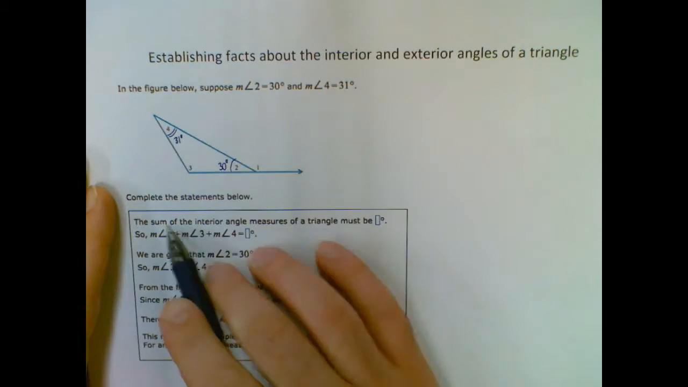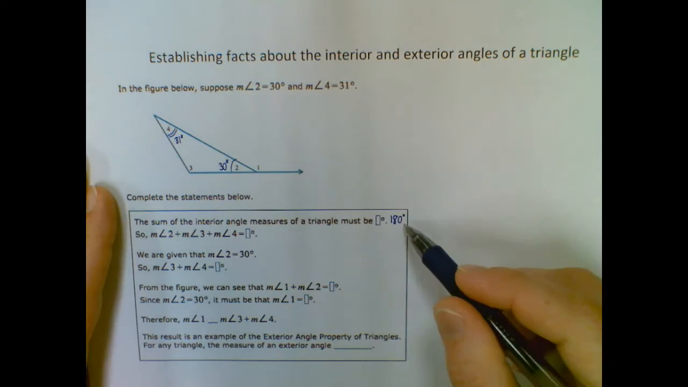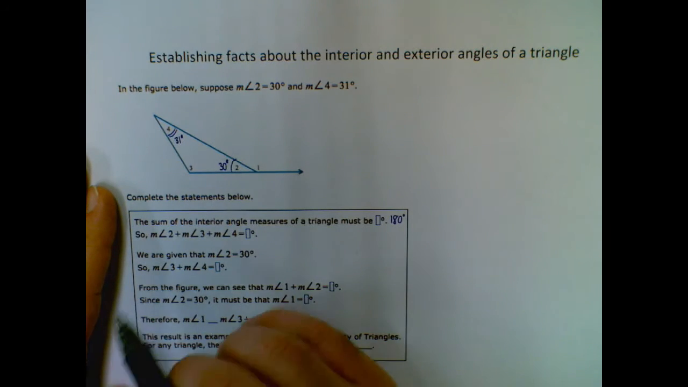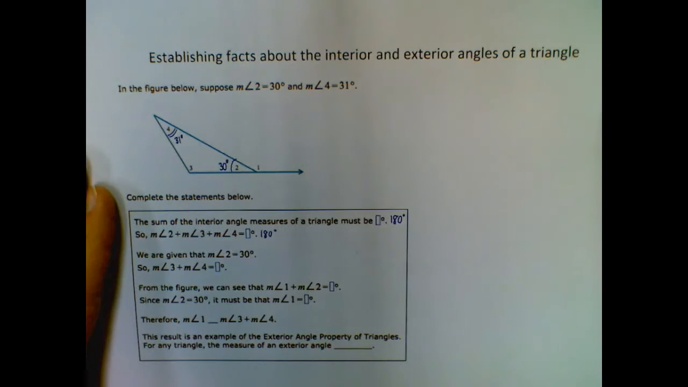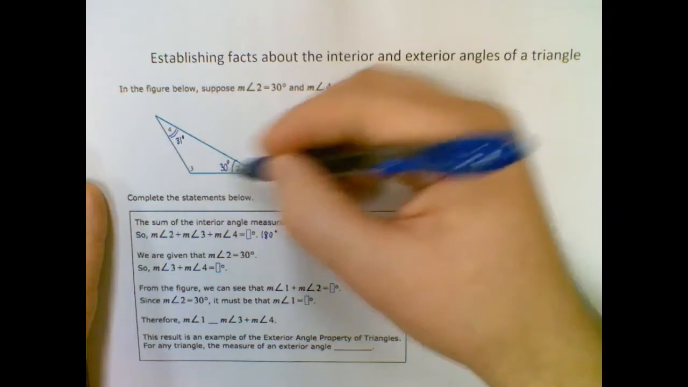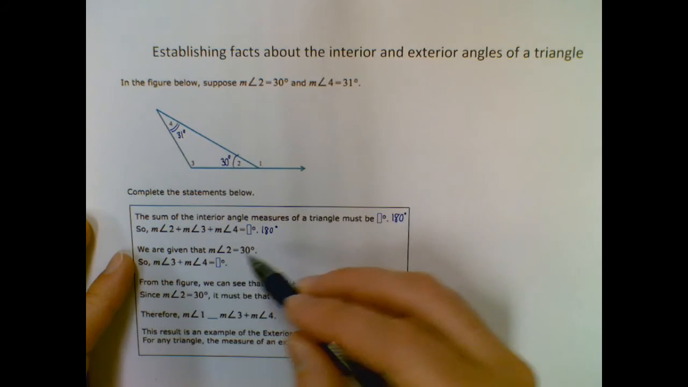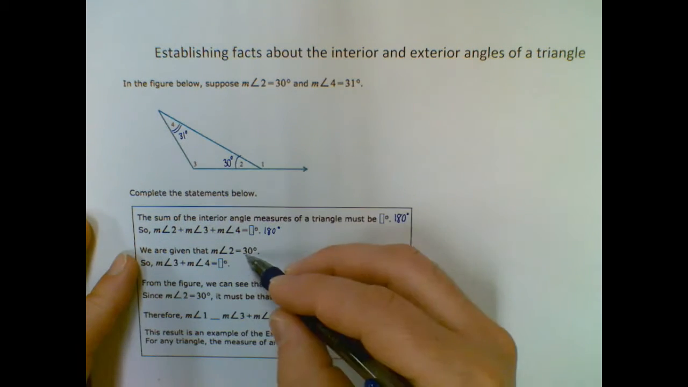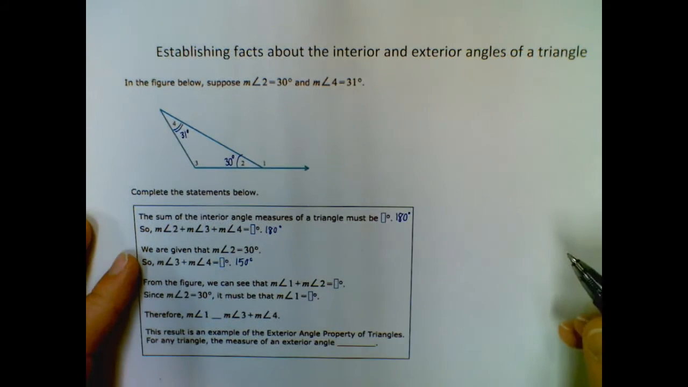The sum of the interior angles of a triangle must be 180 degrees. That is a hard and fast fact, for as long as it is on a flat surface like the ones we're dealing with. So 2 plus 3 plus 4 have to equal 180 degrees, because they are the interior angles of the triangle. Given that the measure of angle 2 is 30 degrees, 3 and 4 have to be whatever's left over after I take that out. So that would be 150 degrees, just 180 minus that 30.